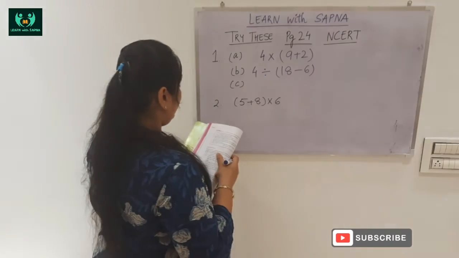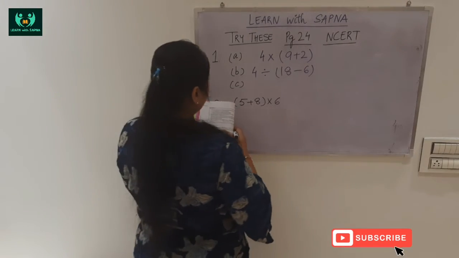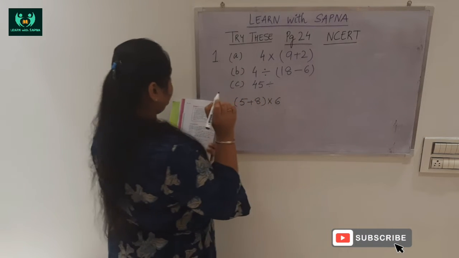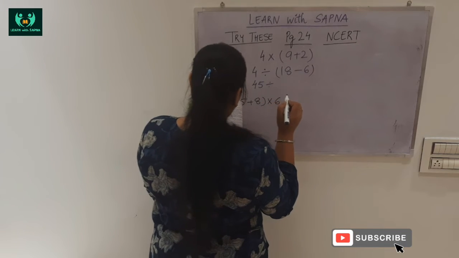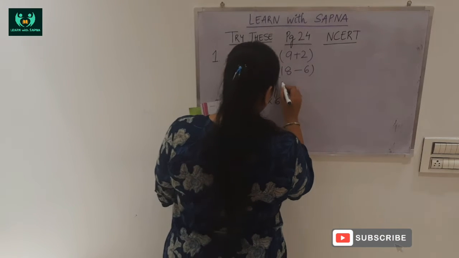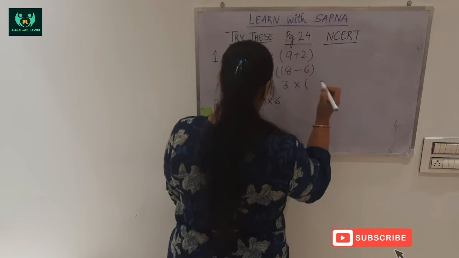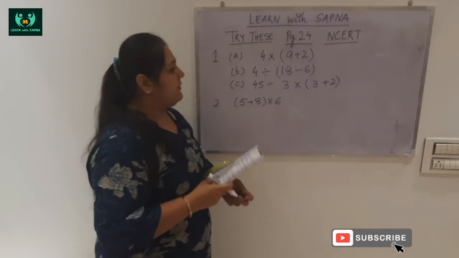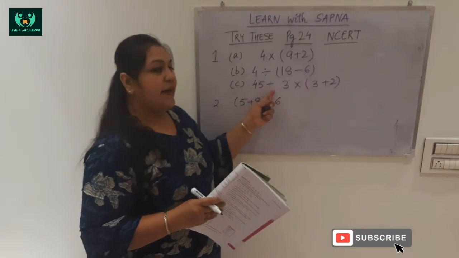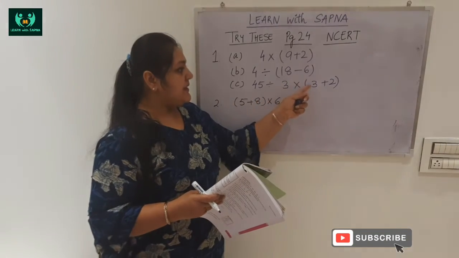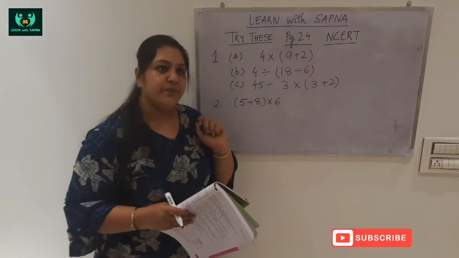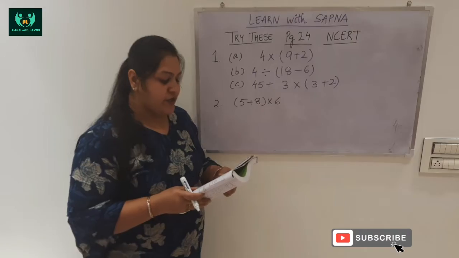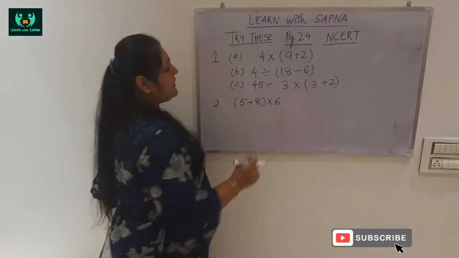Clear? Now the third one says 45 divided by 3 times the sum of what? 3 and 2, right? 45 divided by 3 times the sum of 3 and 2. Clear? These are self-explanatory. Now the second question says we have to write the situation for this particular expression, right?